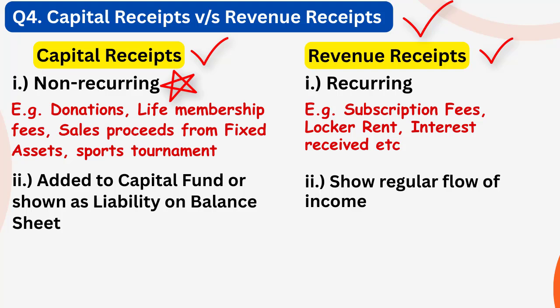For example, if you get a donation to construct an additional floor in your school building, life membership fees, sales proceeds from fixed assets, sports tournament, what are all these? All of these are capital receipts because they are non-recurring in nature. These capital receipts are either added to the capital fund or separately shown on liabilities side of the balance sheet. Now coming to the revenue receipts. All the receipts that are recurring in nature and show regular flow of income are revenue receipts. As simple as that. For example, your subscription fees, locker rent, interest received. What are all these? All of these are revenue receipts.